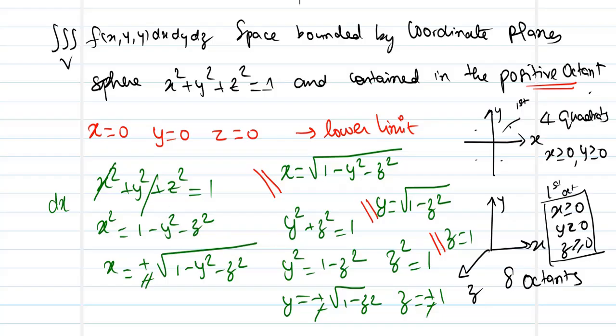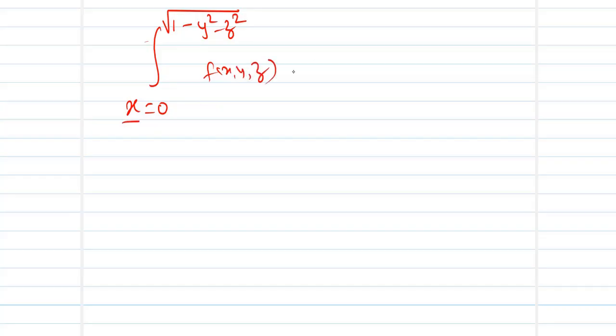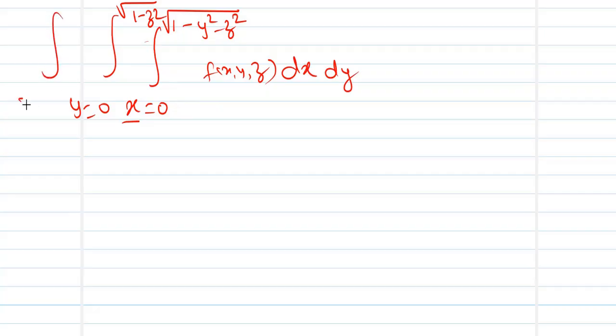So now the problem turns out as x varying from 0 to root over 1 minus y square minus z square, the function of x, y, z. With respect to x first, so dx first. Next, y varying from 0 to root over 1 minus z square, so dy next. Next, z varying from 0 to 1, dz next. So this is the way in which the function gets evaluated whenever you have the quantity to be variable in nature.